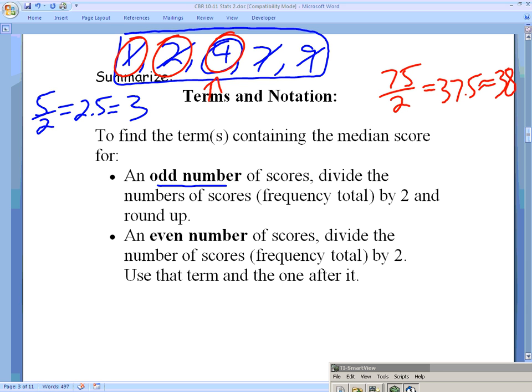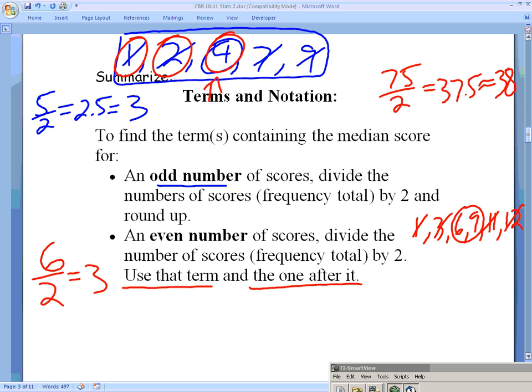Now, what happens if we have an even number of scores? Well, let me give you an example. Let's say I just had 1, 3, 6, 9, 11, and 12. I've got 6 numbers there. As we know, if we did it the old school way, we could cross them out until we get to the middle. There's 2 numbers that I need to look at, and then I would average those 2 numbers together to find my median. Well, that's the same idea that we'll have here. Notice we had 6 numbers there, 6 different scores or values, pieces of data. We divide by 2, and we get 3. We'll use that term and the one after it. So we're going to look for the third and the fourth term.